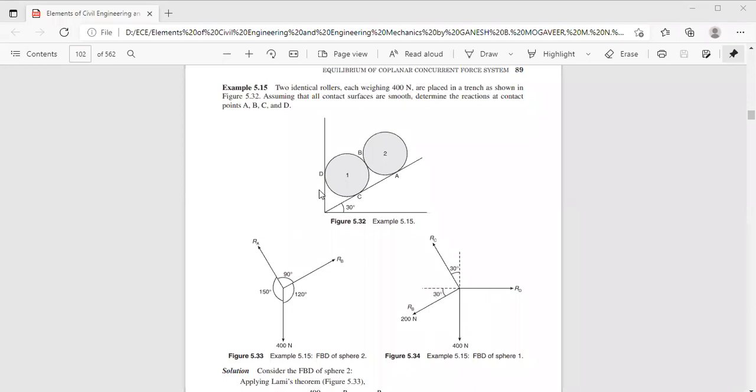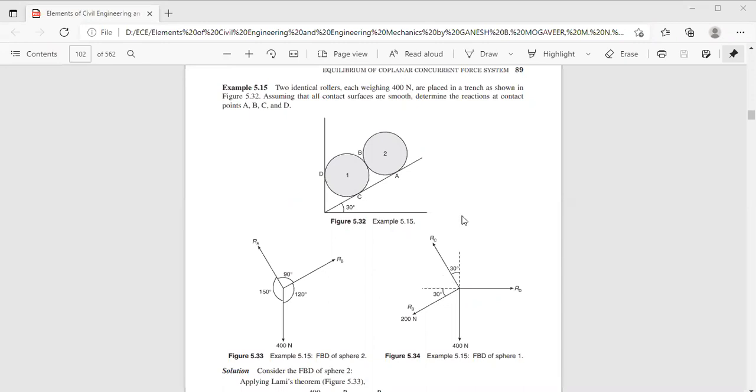Now, you have a reaction force like this, perpendicular to the plane of contact, RD. So here it is RD, and from point C, you have a reaction force RC. This angle is 60 because this is 30. The angle made by this RC component with respect to the horizontal axis is 60, so the remaining angle with respect to the vertical axis is 30. Now, you have 4 forces acting at a point. You cannot use Lami's theorem method. We have to use the equilibrium method.